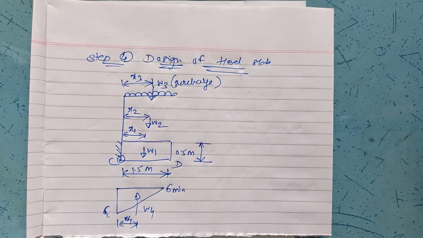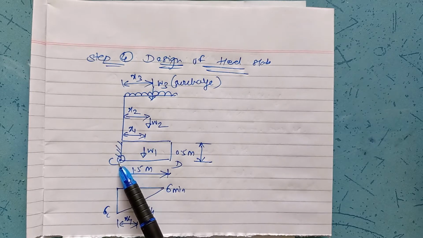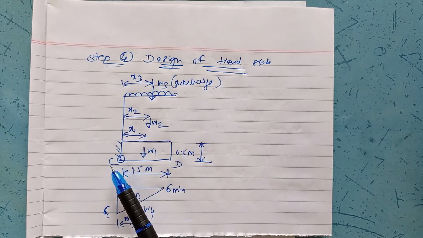Now we'll move towards step number 4, design of heel slab. As this is a cantilever retaining wall, the heel will also act as a cantilever slab, where one end is fixed. We are supposed to calculate all the moments so as to calculate the area of steel required, and the moment will be calculated about point C, that is the fixed end.